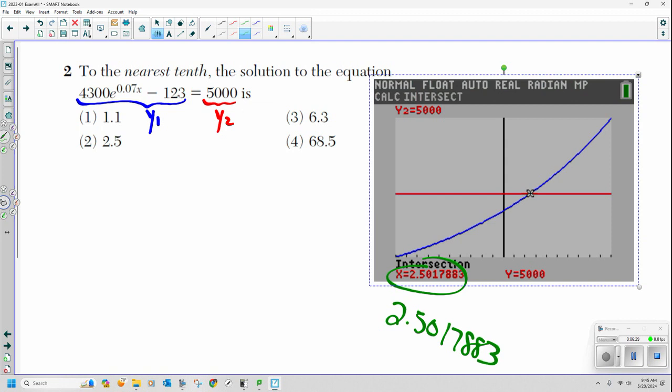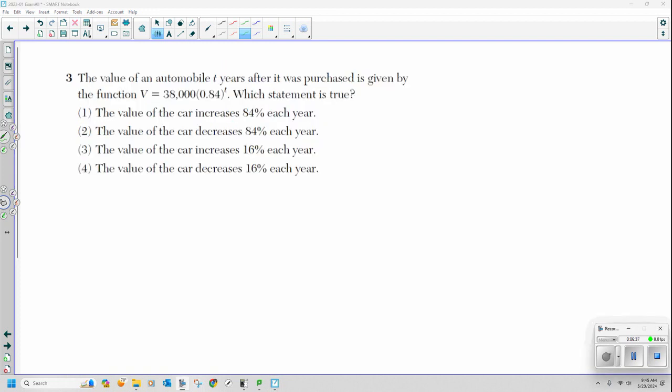2.5017883. If I round to 1 decimal place, it's 2.5, which is choice 2. Okay, 3 says the value of an automobile t years after it was purchased is given by the function v equals 38,000 times 0.84^t. Which statement is true?